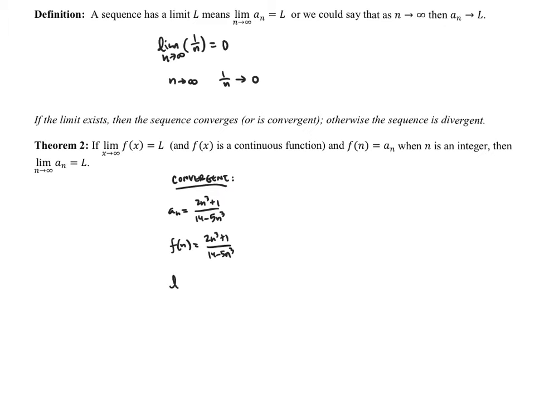Then what I could do is look at the limit as n approaches infinity of f of n. And clearly, based on some properties that we've looked at in past calculus classes, we could see that that would be negative 2/5. Therefore, by theorem number 2, the limit as n approaches infinity of a sub n would also equal negative 2/5. Okay, let's look at a divergent sequence.